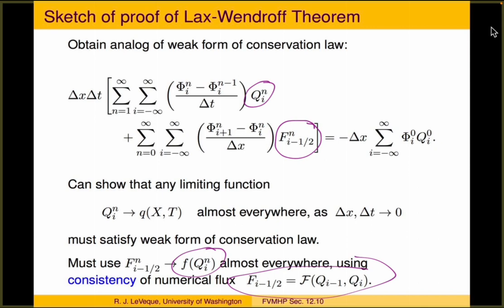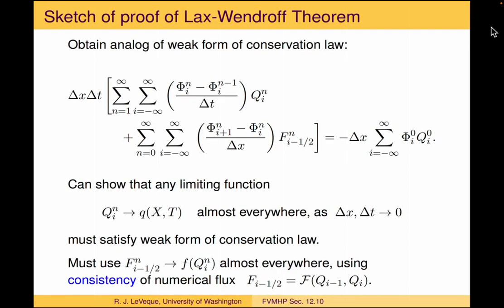If the numerical flux was converging to something else, then you might be converging to a solution of a different conservation law, of course. And also, when you look at the details, you actually have to use the Lipschitz continuity of f to make these arguments that you can really expect convergence in this form. But that's the basic idea of the proof of the Lax-Wendroff theorem.